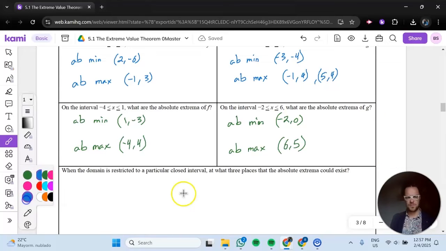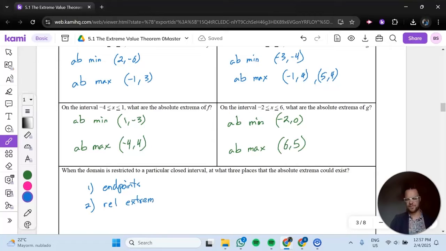Okay, so when the domain is restricted to a particular closed interval, what 3 places do we need to check? Well, the first one that I've been mentioning a few times is endpoints. This is what's different than everything we've done before. We usually don't include endpoints. For extreme value theorem, we do. The other ones we need to include are going to be our relative extrema. This is where f prime of x changes sign. And the third one is going to be where f prime of x is undefined.